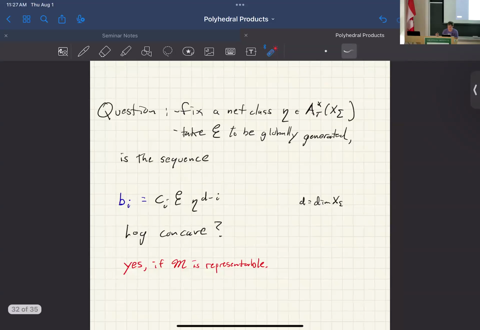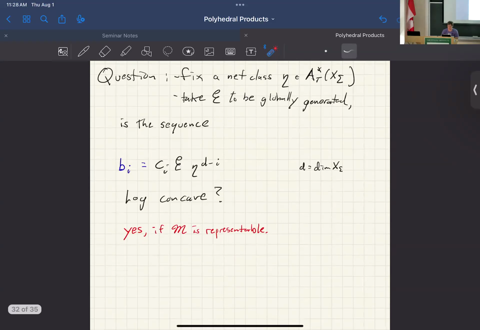So here's an example. If you fix a nef class, or an ample class if you like, in the equivariant Chow ring of a toric variety, and you take E to be a globally generated toric matroid bundle, we can make a sequence here with the Chern classes and these powers of this class. And the question is, is it log concave? And the classical algebraic geometry says yes. The answer is yes when M is representable. And so the question is, does that extend to the non-representable case? That's the kind of question I'm interested in going forward.